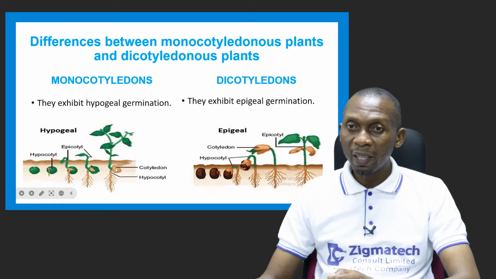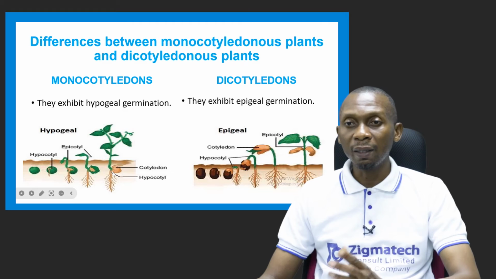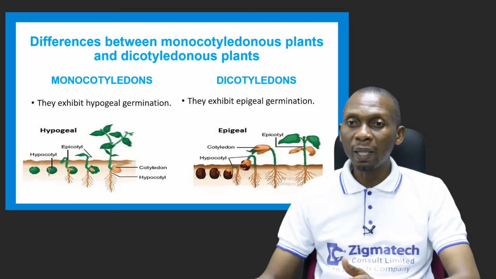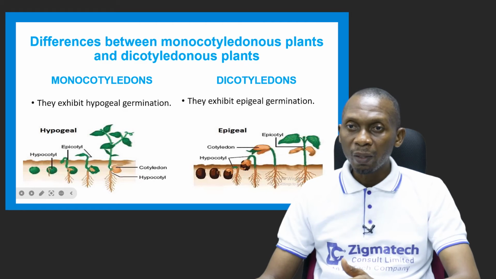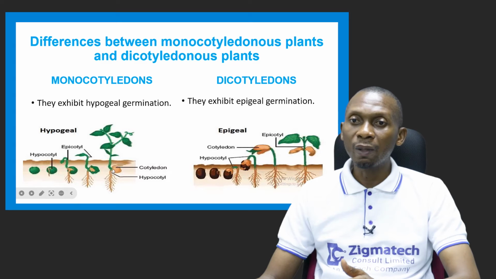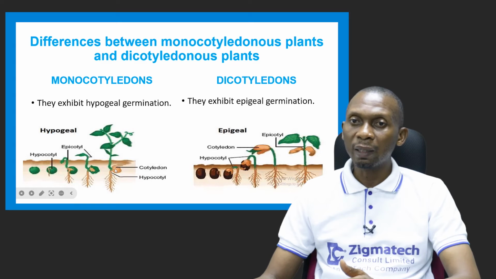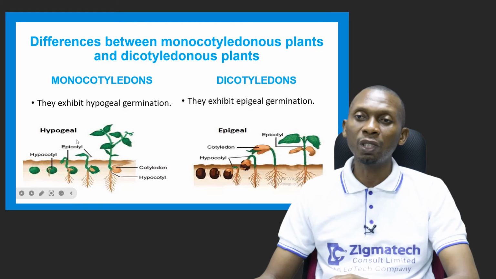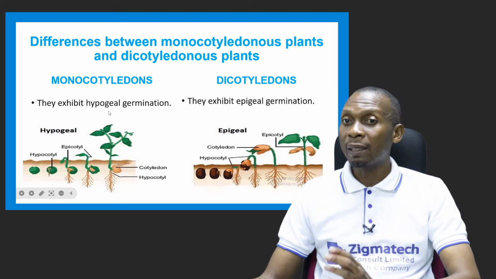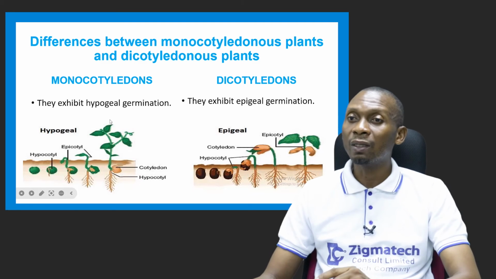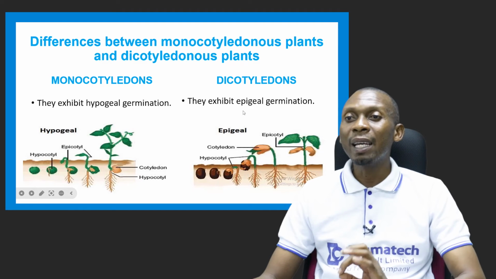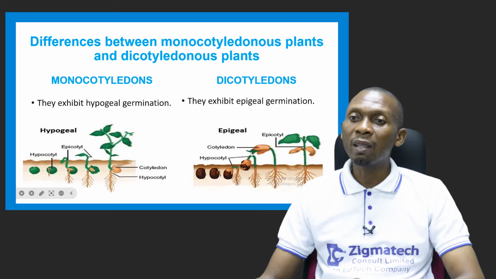So from this seed here, we have what is called the embryo. In the embryo, we have the plumule and the radicle. The plumule will develop to become the shoot, which is this, while the radicle will develop to become the root. Now, when this cotyledon remains in the soil, that type of germination is called hypogeal germination, and it takes place in monocotyledons, while dicotyledons exhibit epigeal germination. This is where the cotyledon is brought out of the soil.